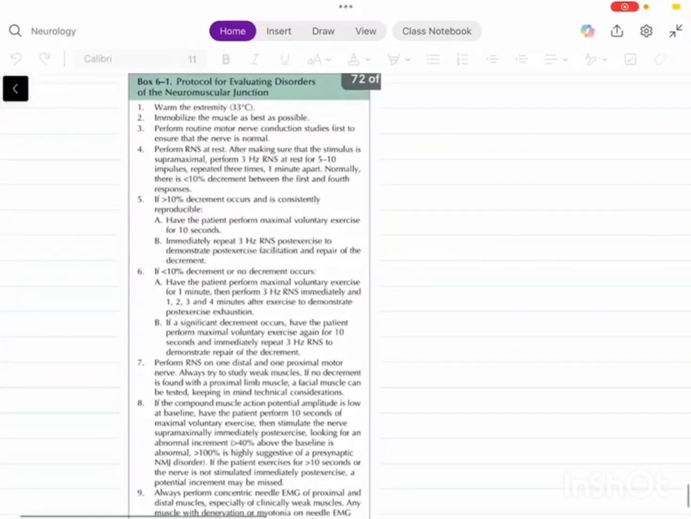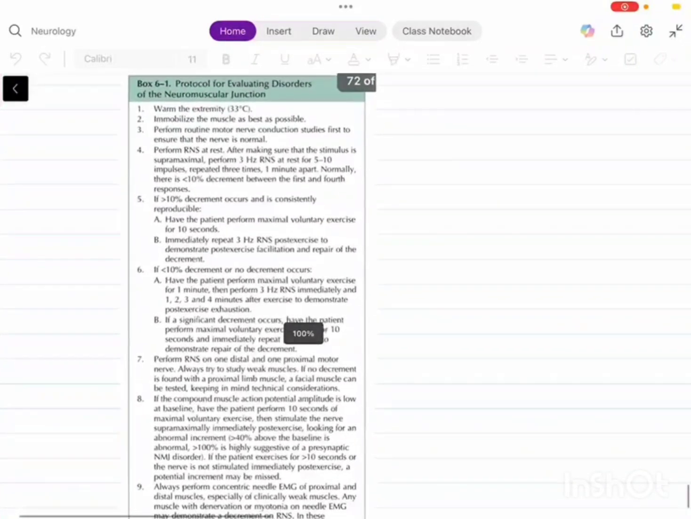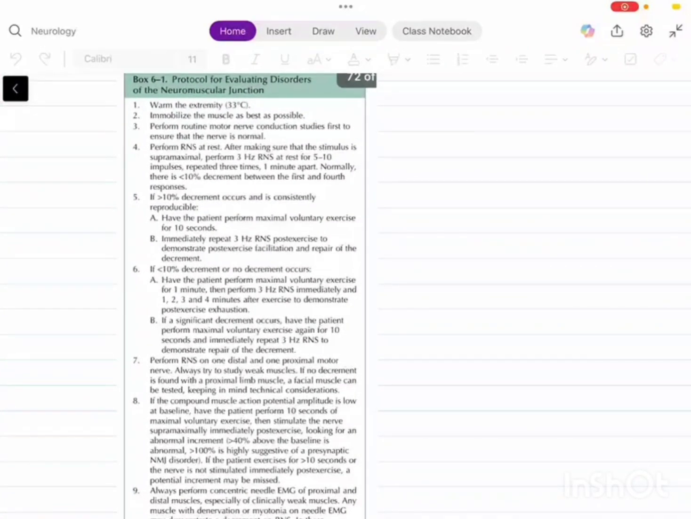This is the protocol for evaluating disorders of the neuromuscular junction. First, warm the extremity to 33 degrees Celsius. Immobilize the muscle as best as possible. Perform the routine motor nerve conduction studies first to ensure that the nerve is normal. Perform RNS at rest. After making sure that the stimulus is supramaximal, perform 3 Hz RNS at rest for 5 to 10 impulses, repeated 3 times, 1 minute apart.